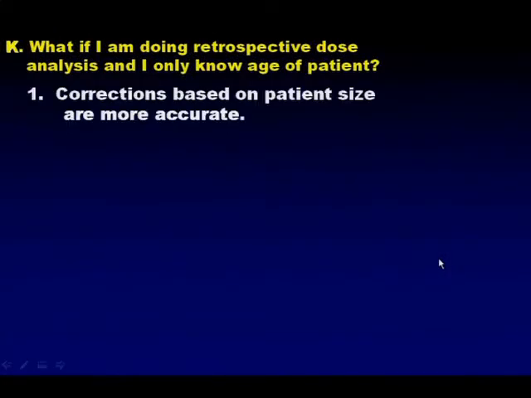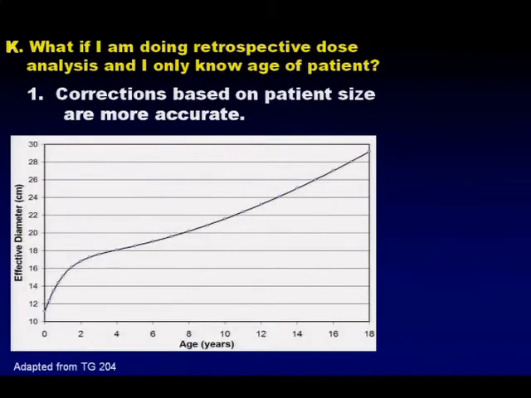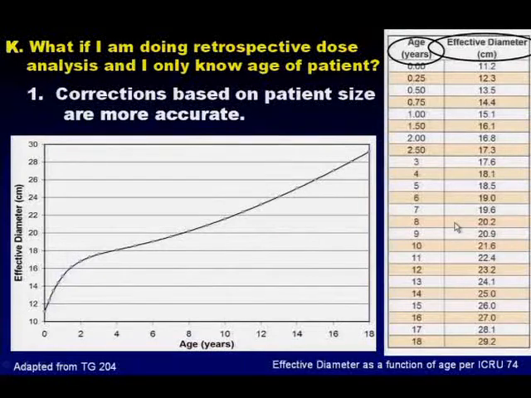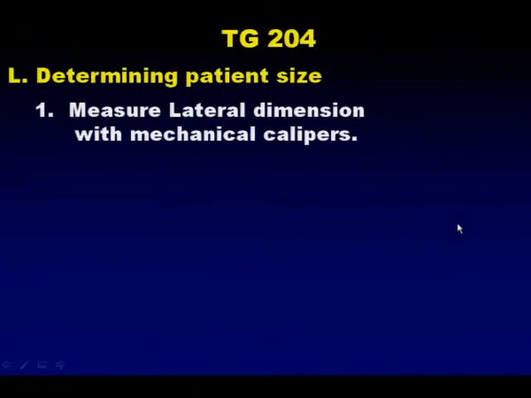What if I'm doing a retrospective dose analysis and all I know about the patient is their age? I don't know their physical size. Well, here's some data from the ICRU report that gives you the effective diameter of the patient as a function of their age. There's a table in the report that allows you to get the effective diameter from age, and from that you can come up with a correction factor.